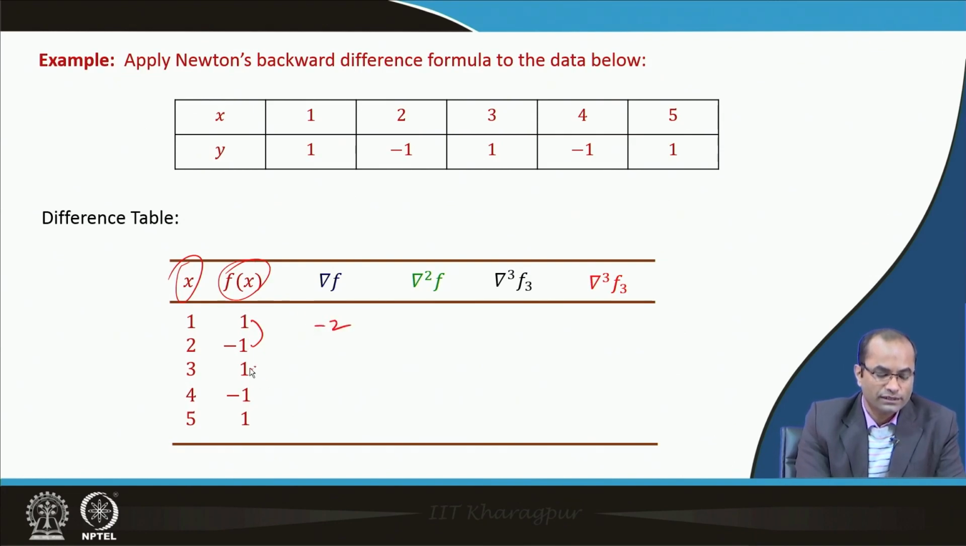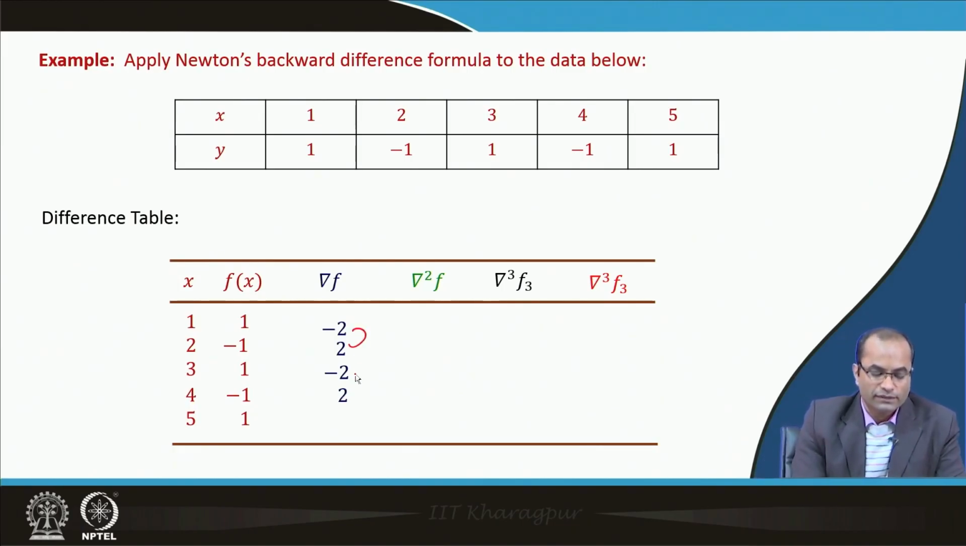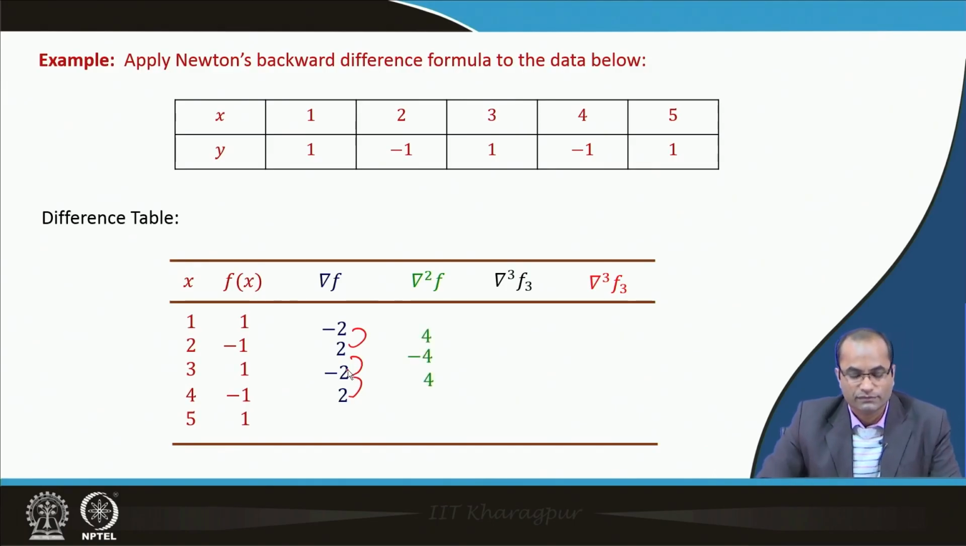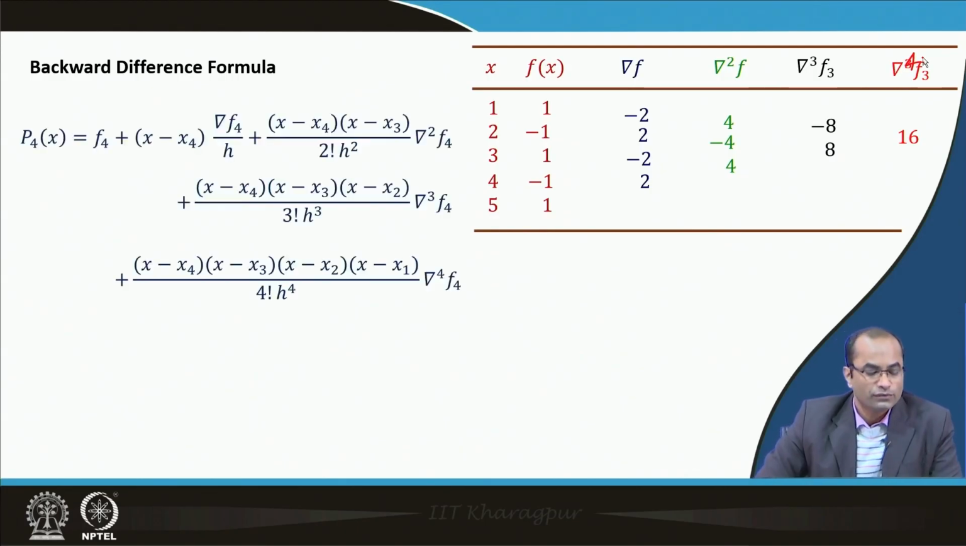So, that will be minus 2, then here 1 minus 1 will be 2, then here minus 1 minus 2, and then 1 minus 2. So, all these minus 2, 2 and minus 2, 2 will come, and similarly we will get the second order differences, and similarly the third order differences, and then we have the fourth order difference, that is minus 16 or plus 16. Having this difference table ready, we can now use this backward difference formula for the calculations.